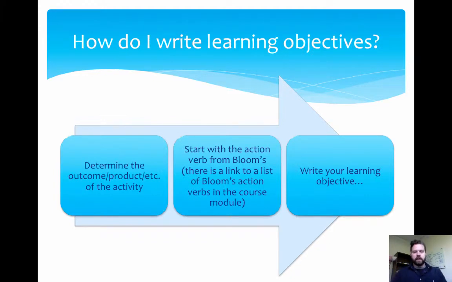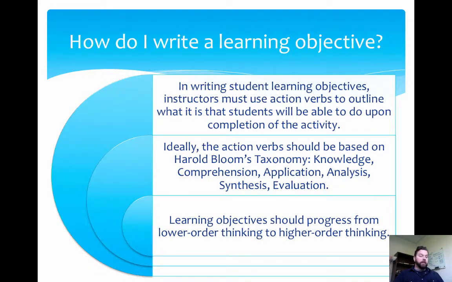So how do you write learning objectives? Well, that's the $64,000 question. In order to start writing learning objectives, you need to determine what the final outcome or product or competency will be. Then start with an action verb from Bloom's, and then write your learning objective. Couple things to be aware of. Use action verbs to outline the activity, skill, or competency. Ideally, those verbs will be based on Bloom's. And also, think about progressing from lower order thinking, such as memorizing, to higher order thinking, such as analysis or application.